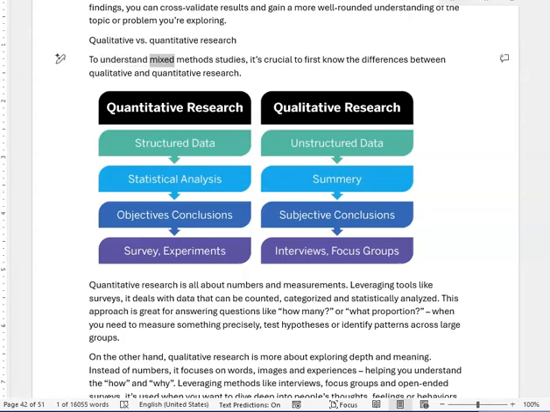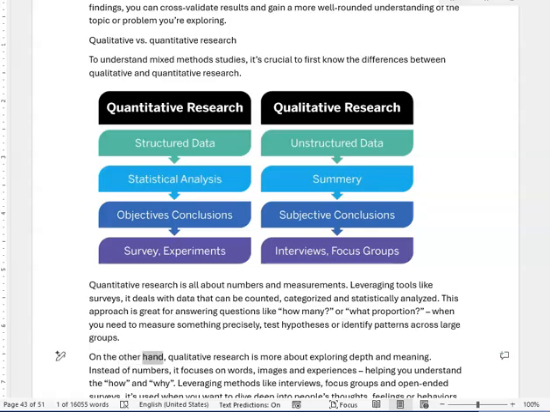Qualitative versus quantitative research. To understand mixed method studies, it's crucial to first know the differences between qualitative and quantitative research. Quantitative research is all about numbers and measurements. Leveraging tools like surveys, it deals with data that can be counted, categorized, and statistically analyzed. This approach is great for answering questions like how many or what proportion, when you need to measure something precisely, test hypotheses, or identify patterns across large groups.